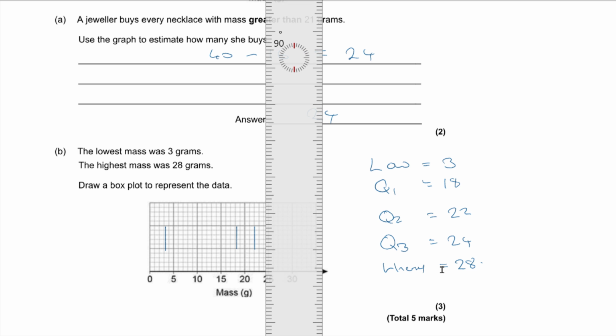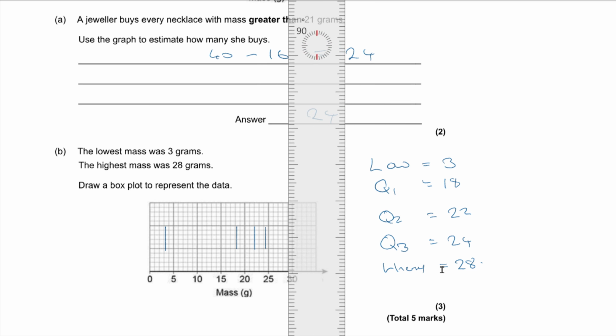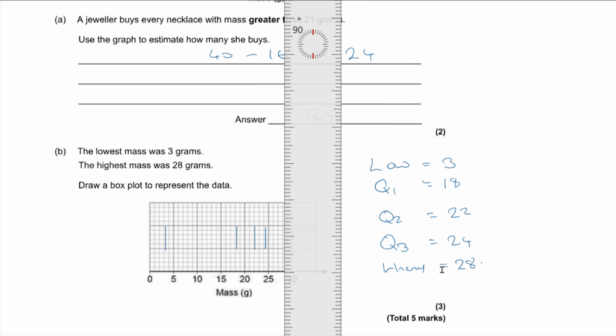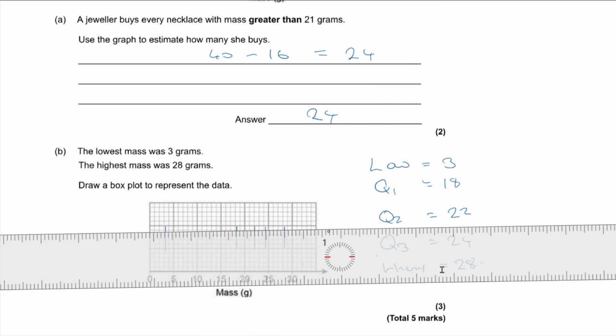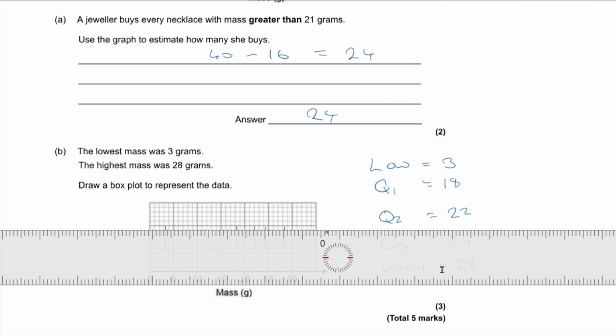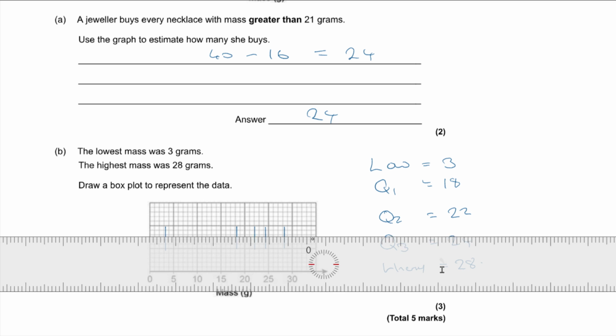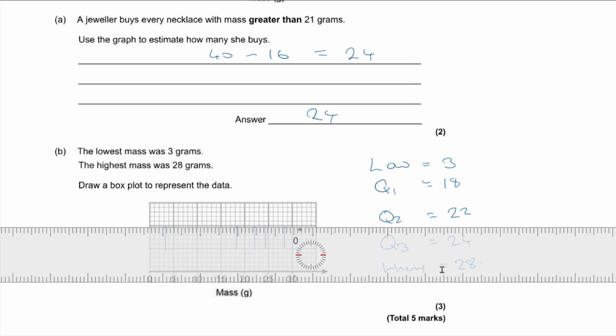A line at 24. And finally, a higher value at 28. Right, so then once I've drawn those 5 lines, I'm going to just do some extra lines in here. Now you're going to have a box between around the Q1 up to Q3 where the word box plot comes from. So that's the box from the box plot.